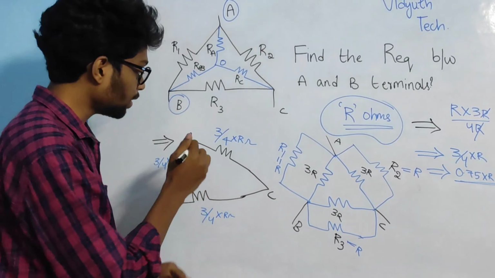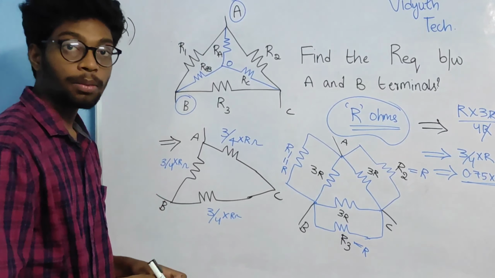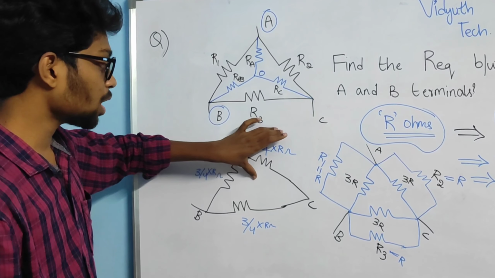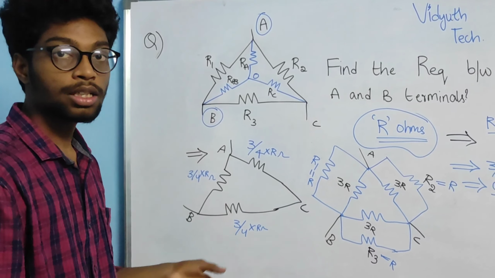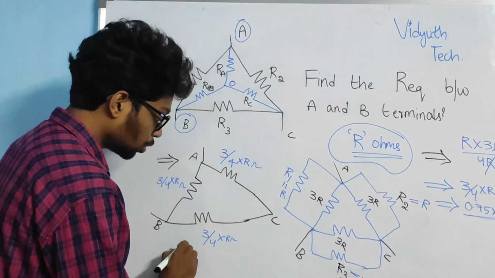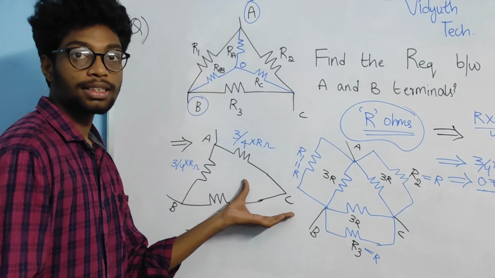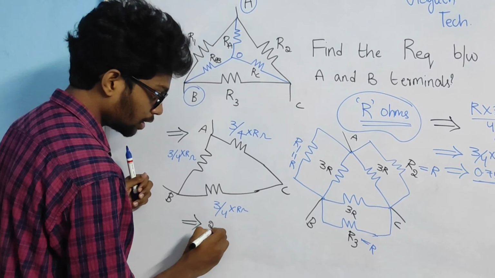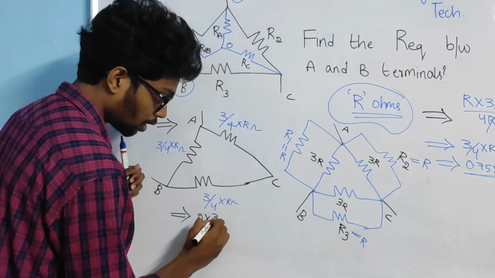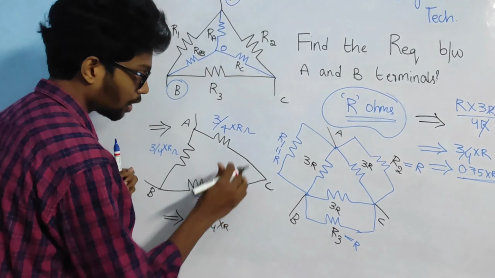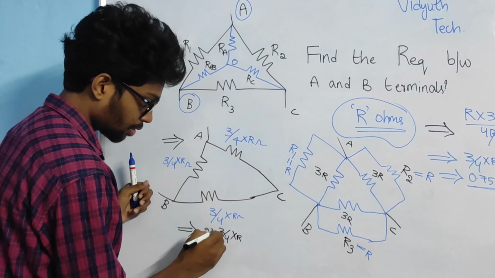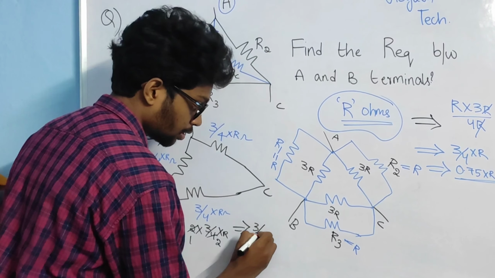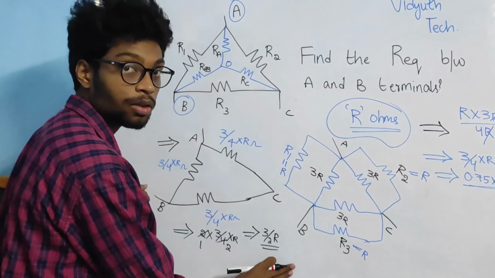As we have to find the equivalent resistance across A and B terminals, here you can see these two resistances are connected in series. 3 by 4 times of R and 3 by 4 times R are connected in series. So the equivalent resistance when two equal resistances are connected in series is 2 times R. Comparing with this circuit, 2 times 3 by 4 times of R is the equivalent resistance for these two resistances connected in series. 2 1s are 2, 2 2s are 4. Therefore, we got 3 by 2 times of R, in decimal, 1.5 times of R.